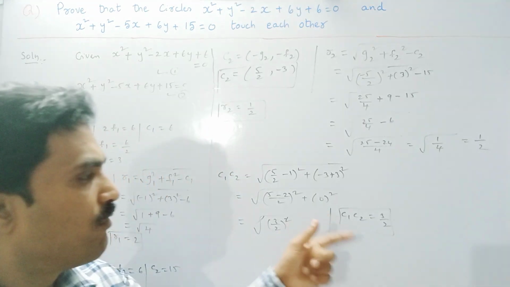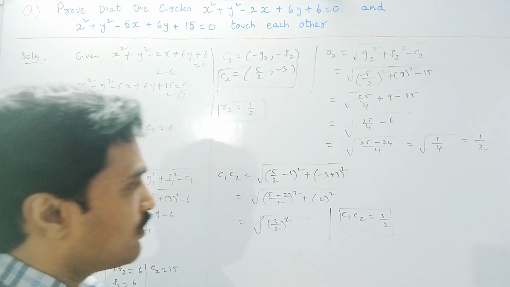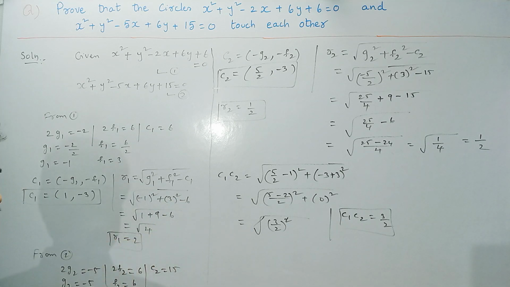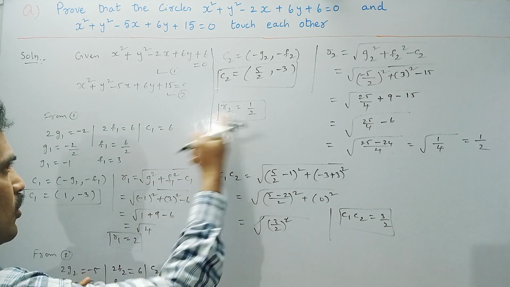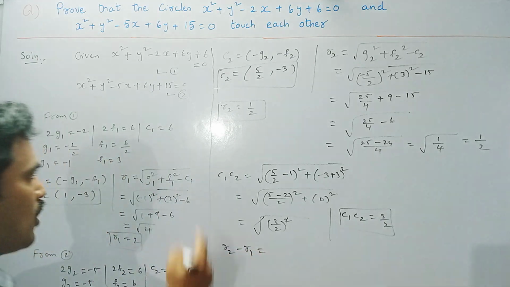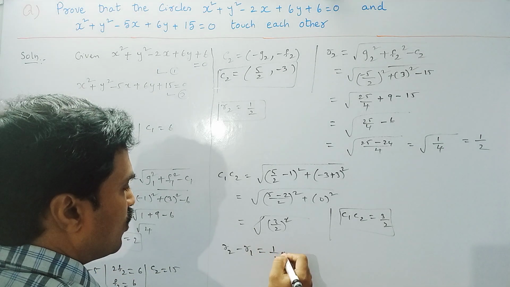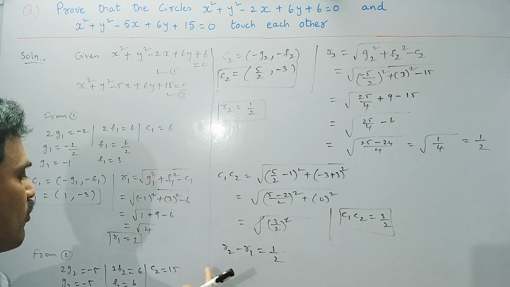Now we have to check whether this is equal to the sum of the 2 radii or the difference of radii. That means we have to check the values of R1 and R2. So what is R1 you got? The R1 value is 2, the R2 value is 1 by 2. So we check the difference first. R2 minus R1, what is R2 here? 1 by 2 minus 2. Rather, we will check R1 minus R2, that is better.